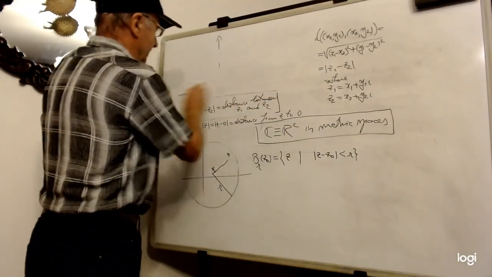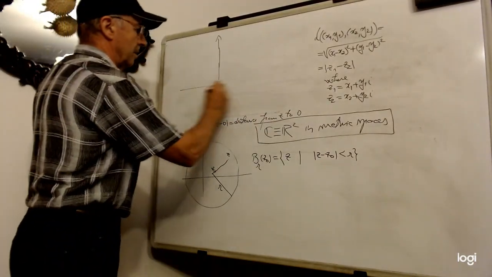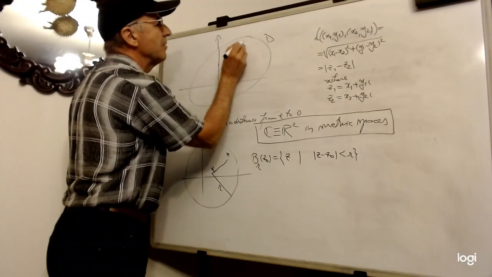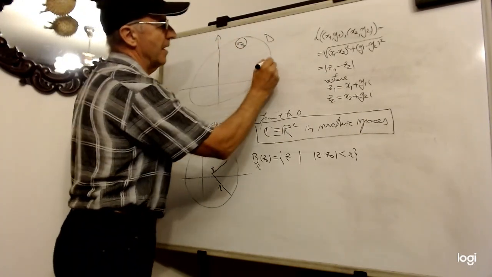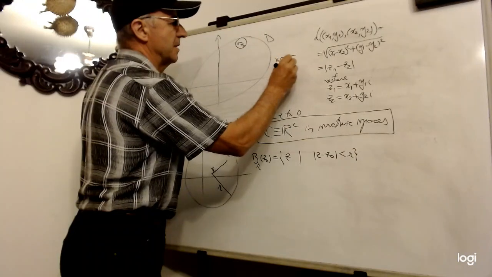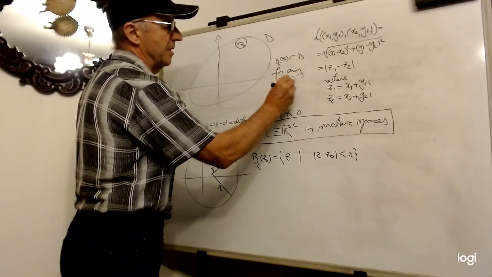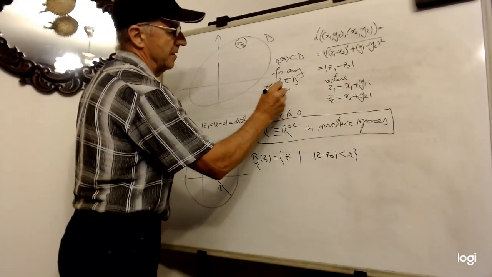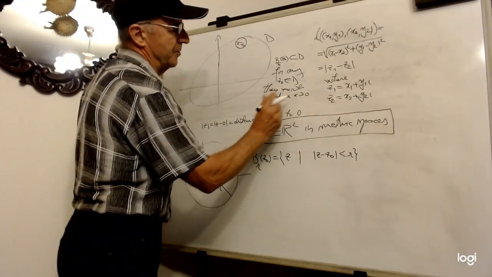A set is an open set. Let us consider a set here, D. A set D is an open set if for any point z0 from D there exists a radius epsilon such that the ball of radius epsilon and center z0 is contained in D. This holds for any z0 from D; there exists such an epsilon, a positive epsilon.